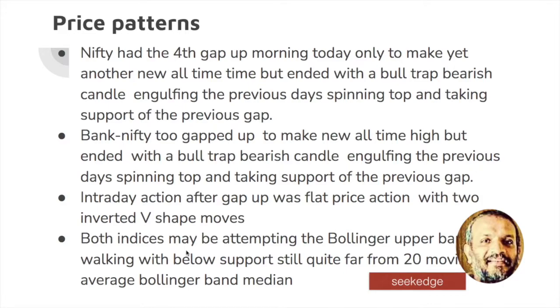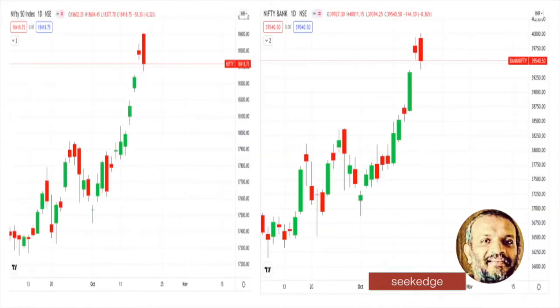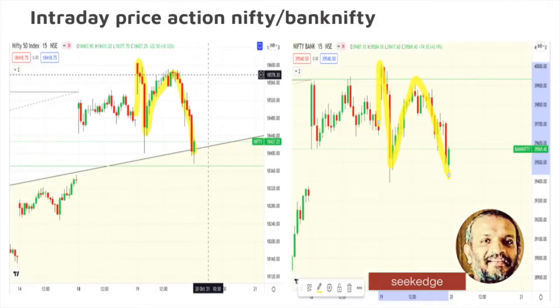Now both indices were attempting to work on the Bollinger Band upper band, but we don't know whether it's sustained. If it's going to sustain this bearish downward move, then it may continue on the bandwidth. Otherwise, it will fall back to the 20 moving average, where it is. It's quite far away if you look at it, right? So that's about the volatility expansion that had happened, which is far away from the 20 moving average. So this is what we are talking about. Nifty on the left side and BANKNIFTY on the right side.